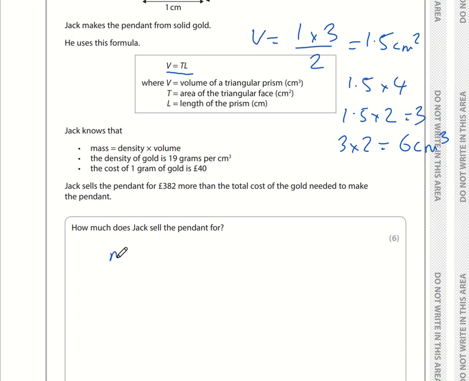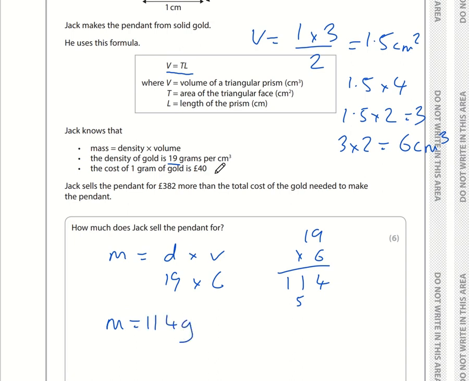So we know that the mass is the density multiplied by the volume. So the volume is 6 and the density is 19. So what is the mass? 19 multiplied by 6. 9 6s are 54. 4 carry the 5. 1 times 6 is 6 plus 5 is 11. So that is 114 grams. So the mass is 114 grams.